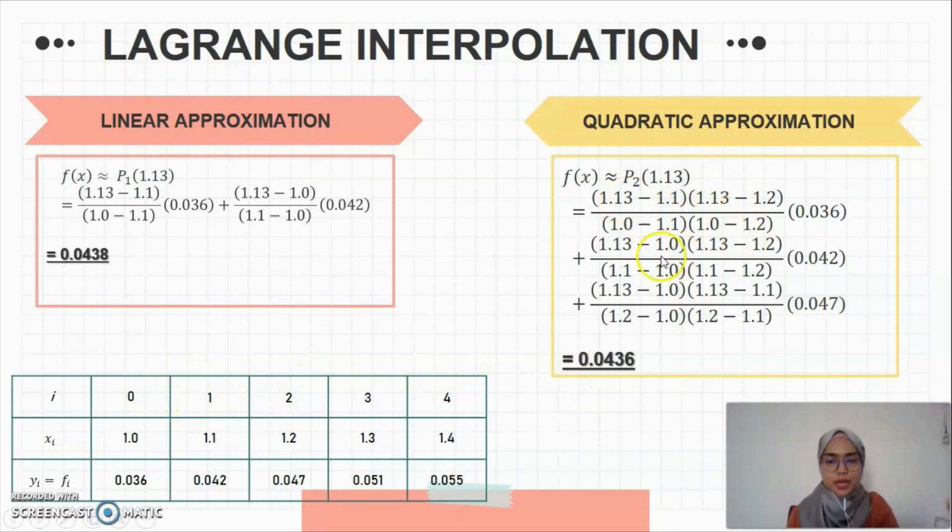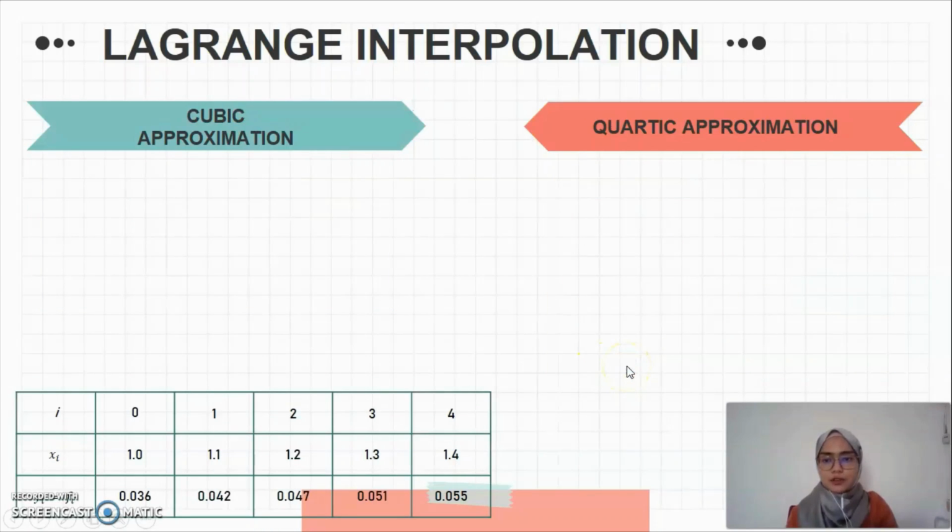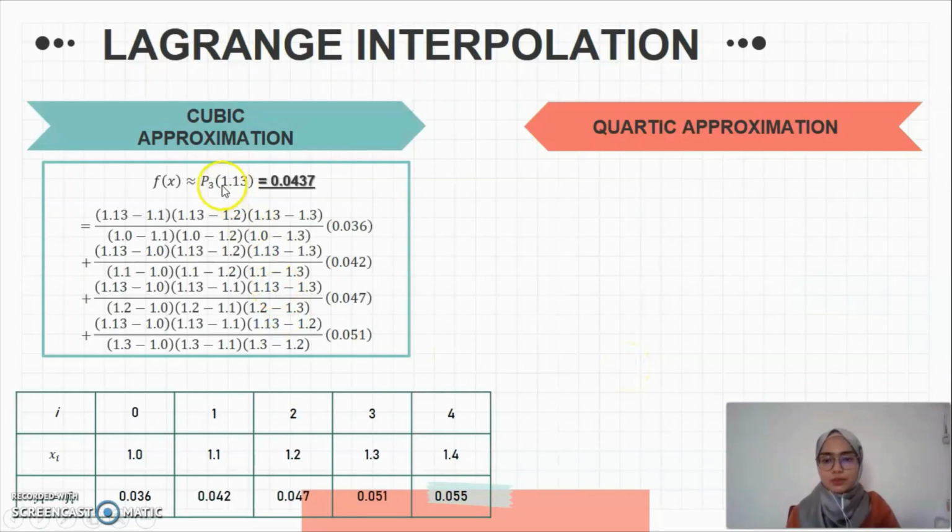the value of x times by the value of y, so we total up and the answer will be 0.0436. For cubic approximation, P3 is polynomial of degree 3, 1.13, using 4 points, so from 0, 1, 2 and 3, so x times y, this is the value of y. So we total up and the answer will be 0.0437.